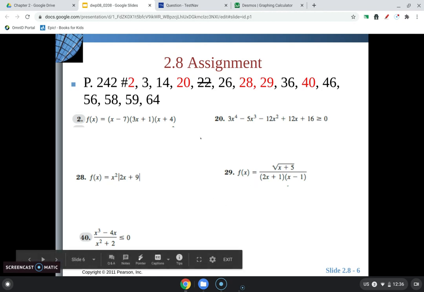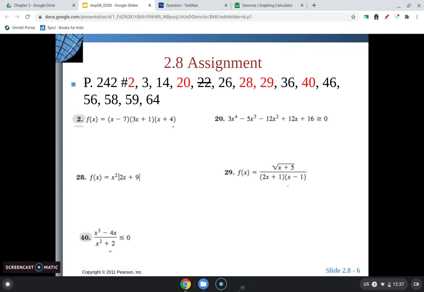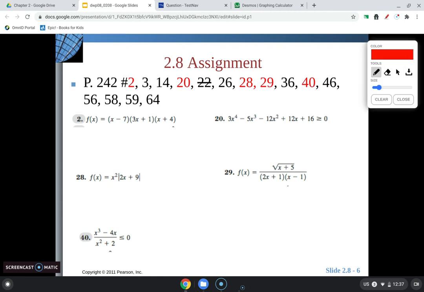Looks like I got a few that I'm going to go through with you here. Let's do it. Page 242 says number 2, 0, positive, and negative for those values. Well, the zeros are easy. It's just what makes the function 0. So that's 7, -1/3, and -4. B, we want positive and negative. So B is positive, C is negative.